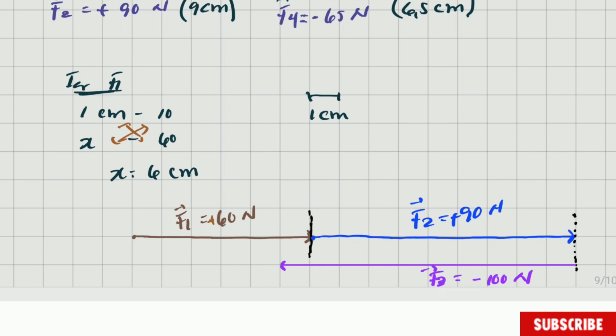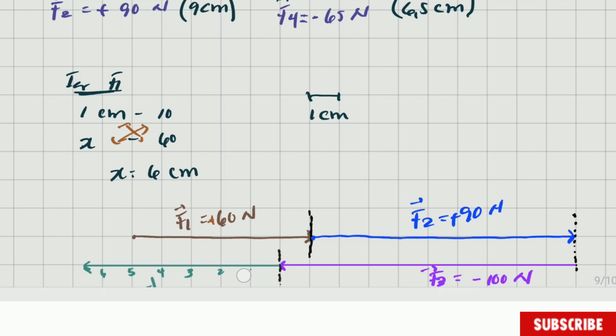Right on the head of that vector, you're going to draw the last vector, which is 65 Newton, or 6.5 centimeters. So we're counting 1, 2, 3, 4, 5, 6 and a half. Remember to be accurate: 1, 2, 3, 4, 5, 6.5. So there is the last vector we draw, and this one is going to be F4.